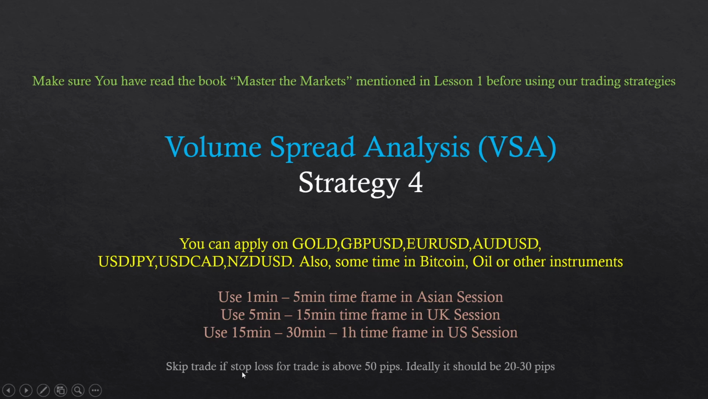Skip any trade if the stop loss goes above 50 pips. Ideally it should be 20 to 30 to 40 pips. If any scenario costs you more than 50 pips of stop loss, then don't trade it. Trade those setups which have a small stop loss.